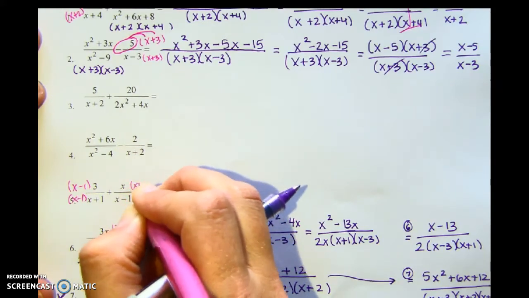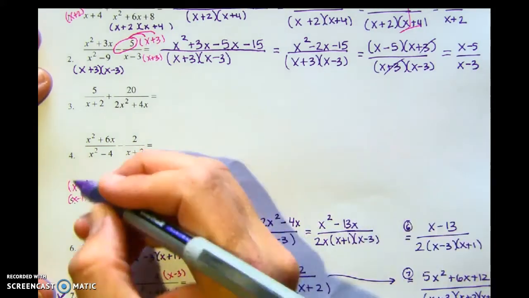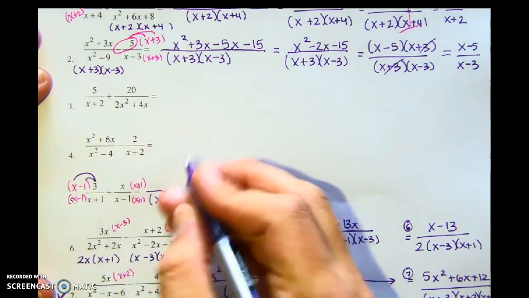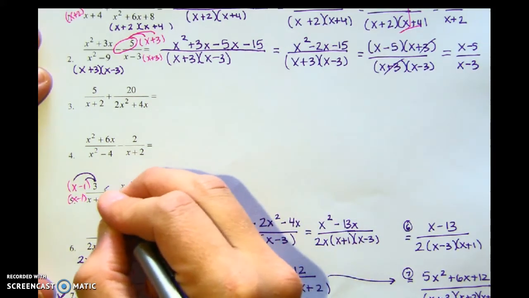I know it gets messy. It's just the way it is. Ready? Get set. 3 times x, 3 times negative 1. Now this is positive.